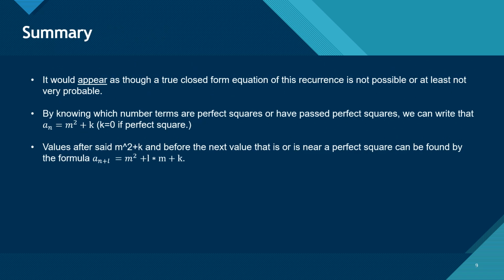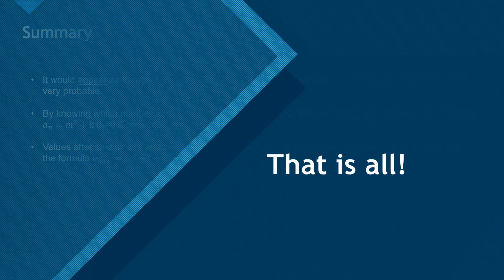For a summary, it would appear to me that a true closed form equation is not possible or not very probable. By knowing which terms are perfect squares, we could write that a of n equals m squared plus k, and then we have the solution a of n plus l equals m squared plus l times m plus k. And that's our final semi-closed form equation.